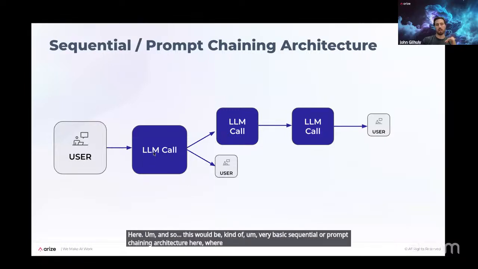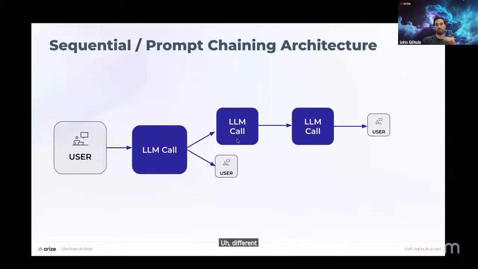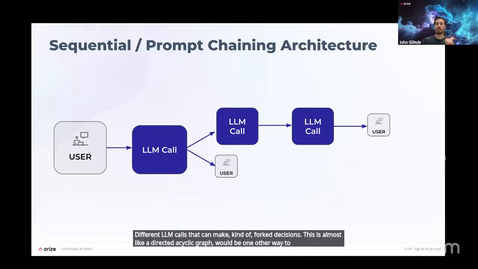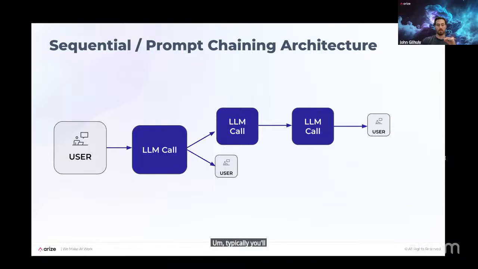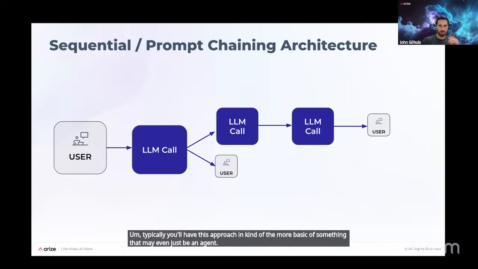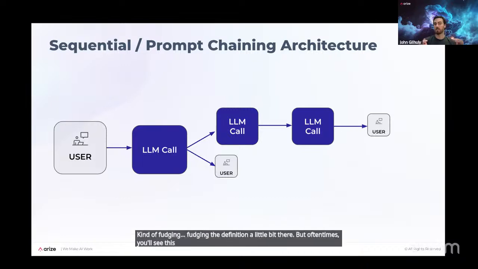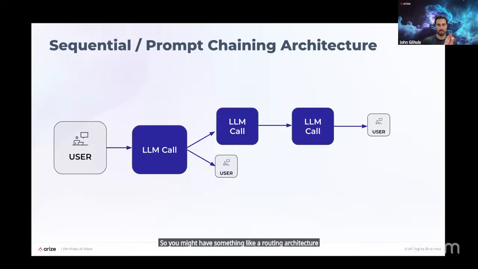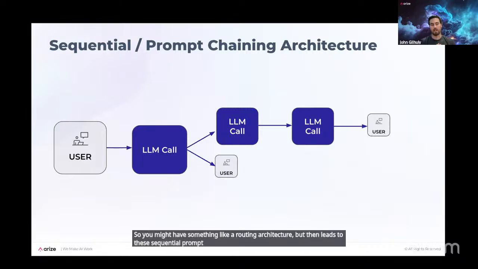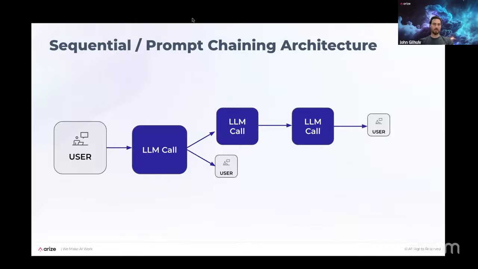This is almost like a directed acyclic graph, would be one other way to think about this. Typically, you'll have this approach in the more basic of something that may even just be an agent, fudging the definition a little bit there. But oftentimes you'll see this as the structure for a skill within an agent. So you might have something like a routing architecture that then leads to these sequential prompt chains as part of the skill of the agent. Let me know if there's anything specific you were wondering about there as well.